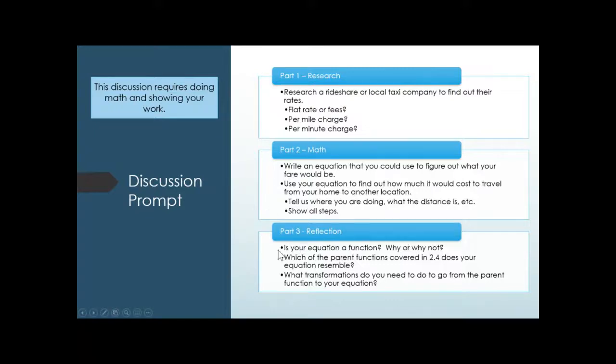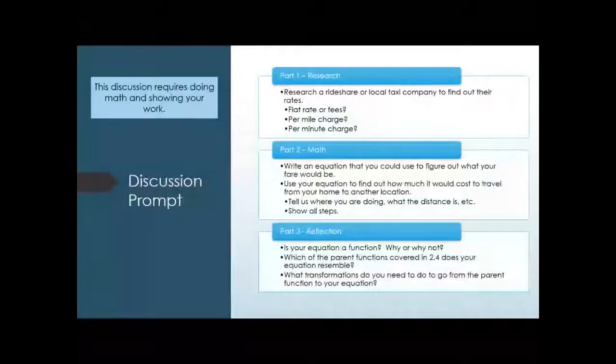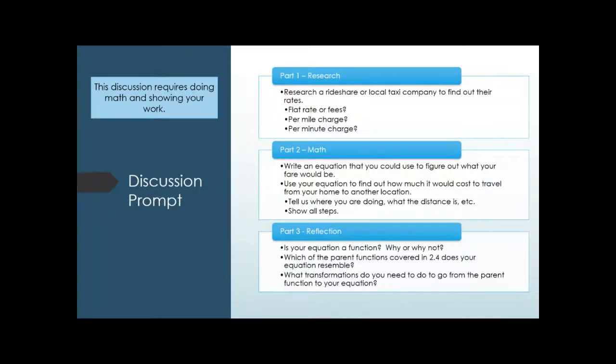So the first question is, is your equation a function, why or why not? You need to take a look at what you wrote and see if it fits the definition of a function. Then, which of the parent functions covered in 2.4 does your equation resemble? In 2.4 there is a picture of parent functions. I actually have a screenshot of it because I use it so often that I saved the picture.